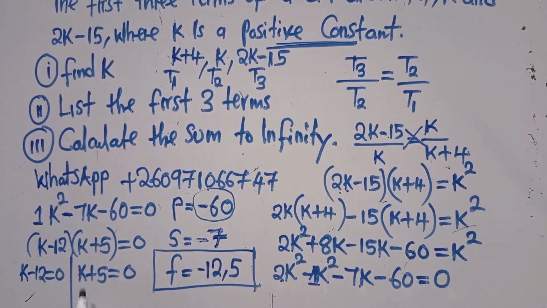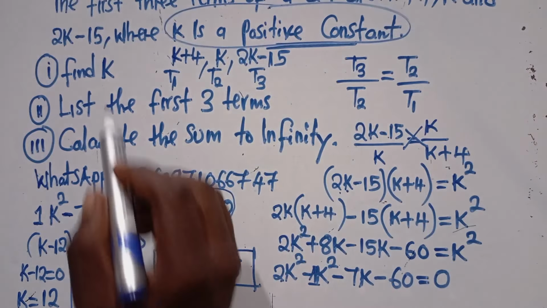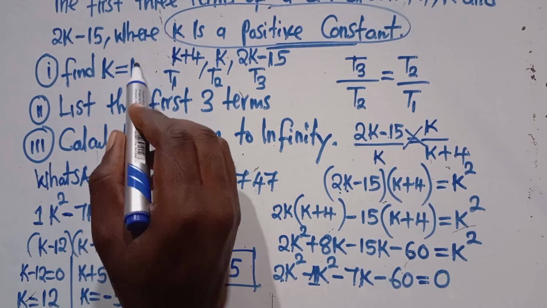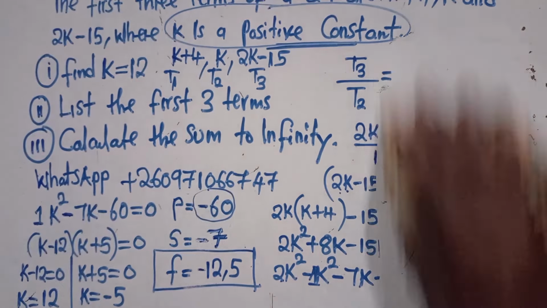So the answers for this is k is equal to, when it goes this side, negative 5. This is k. When the negative 12 goes that side, it becomes 12. So the question was clearly to say that k is a positive constant. So in other words, k is equal to 12. That is the answer. We've answered that part. K is equal to 12. That is how we are supposed to answer it.